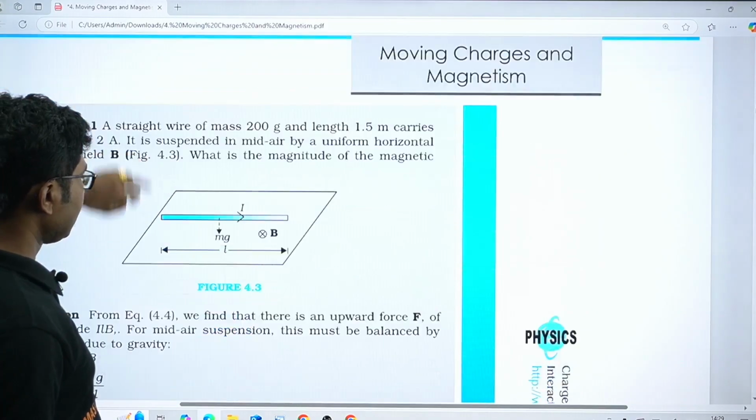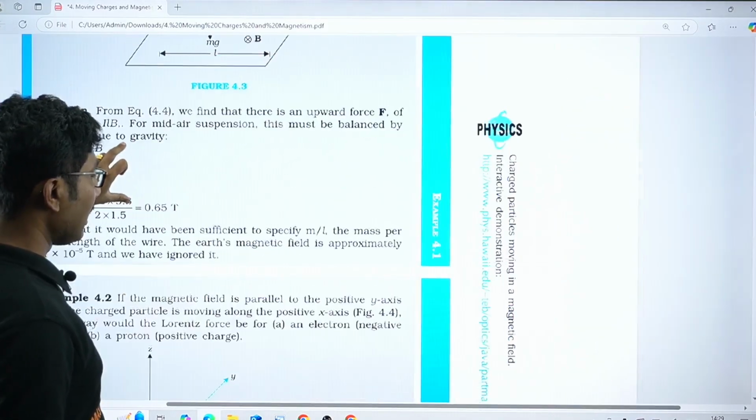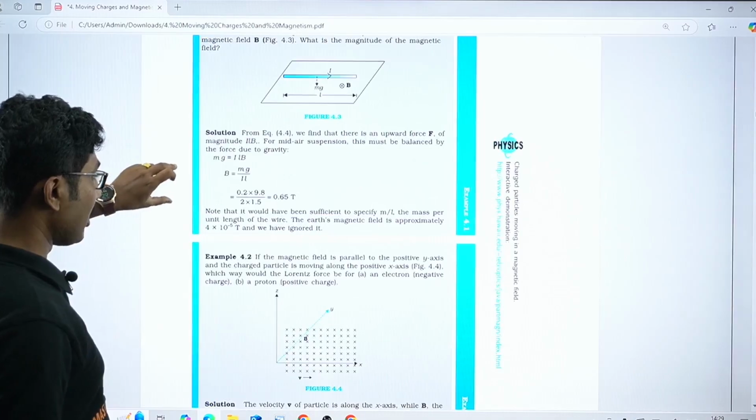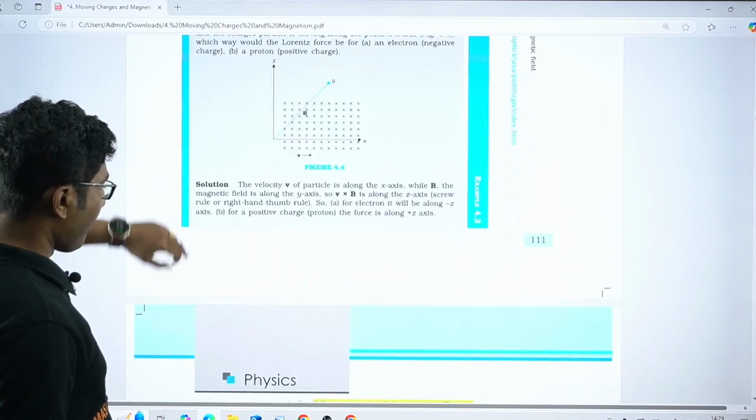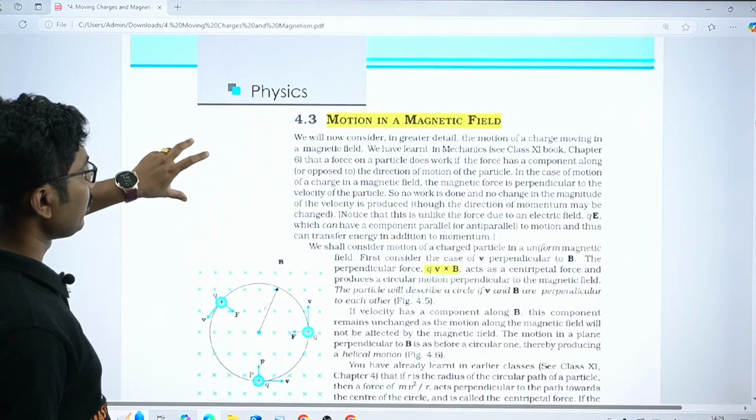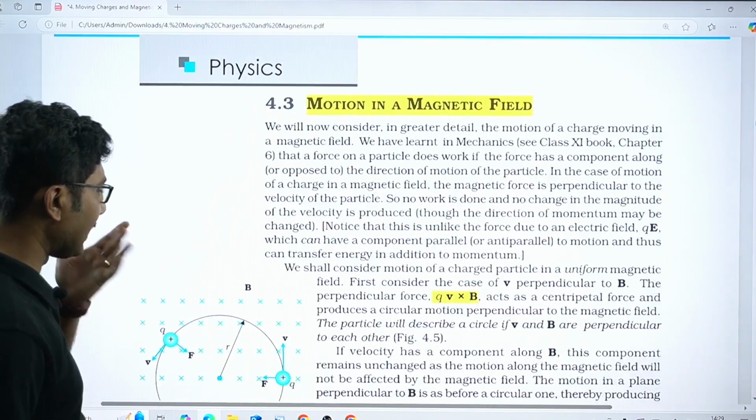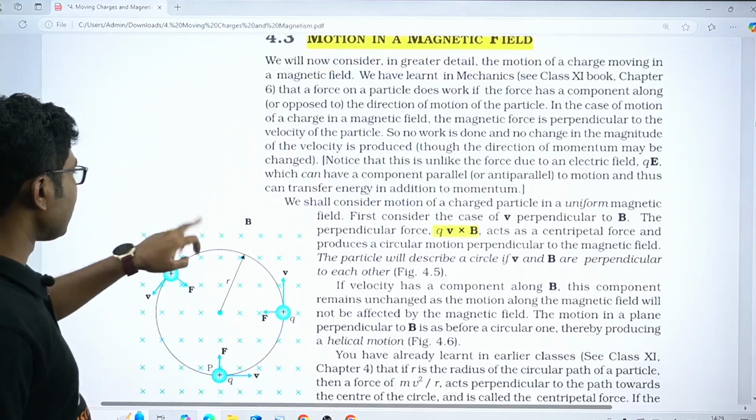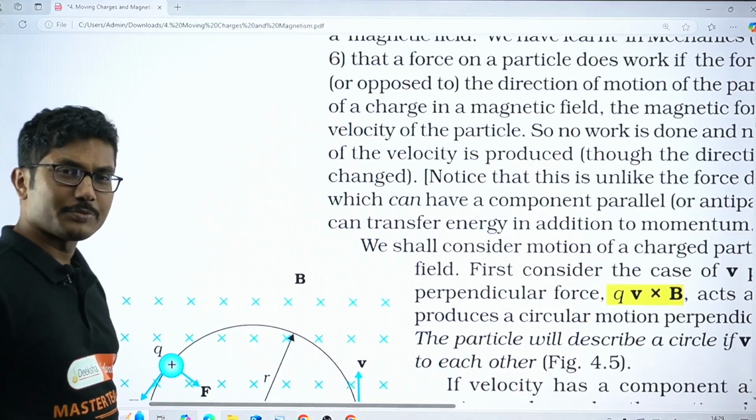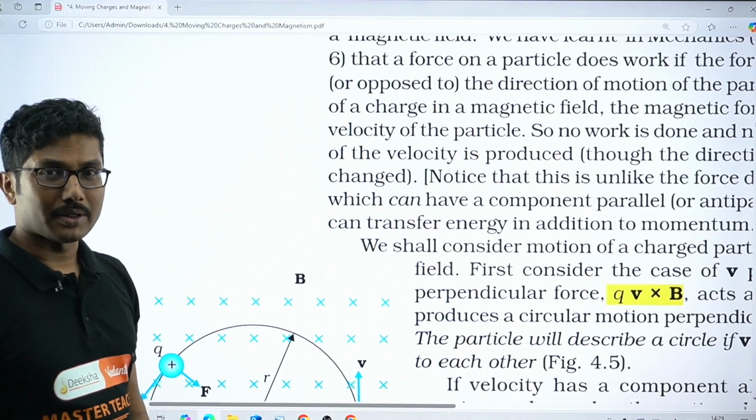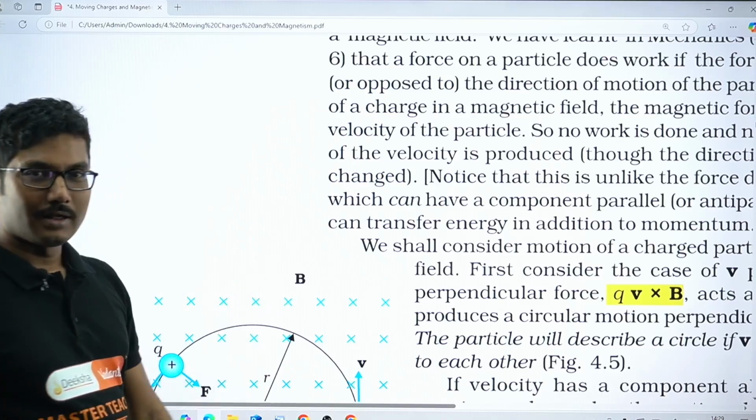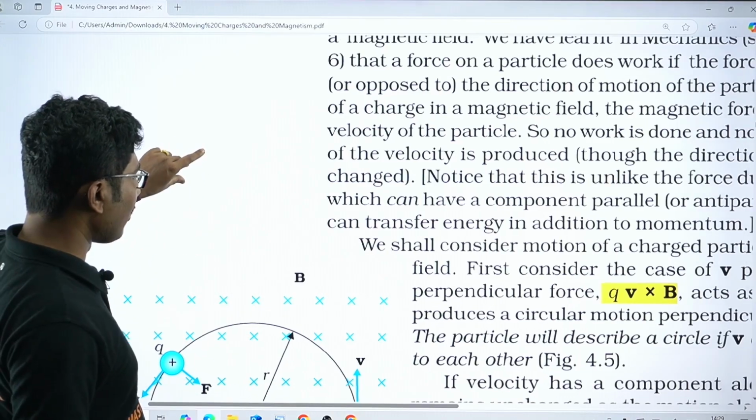Okay, what next? This is the force on a current carrying conductor, so you have to remember that. Next is motion in a magnetic field. Now the charge is moving in a magnetic field. So what is the meaning of this cross? The cross means into the paper, and dot means out of the paper.